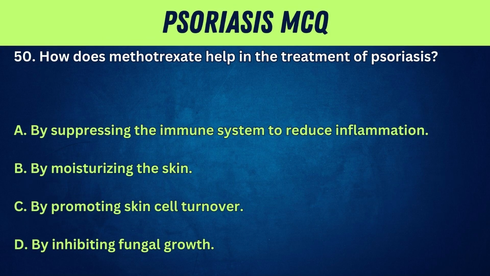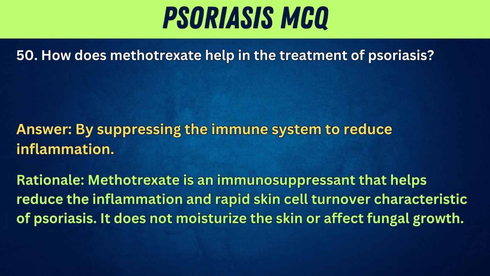50. How does methotrexate help in the treatment of psoriasis? A. By suppressing the immune system to reduce inflammation. B. By moisturizing the skin. C. By promoting skin cell turnover. D. By inhibiting fungal growth. Answer: by suppressing the immune system to reduce inflammation. Rationale: methotrexate is an immunosuppressant that helps reduce the inflammation and rapid skin cell turnover characteristic of psoriasis. It does not moisturize the skin or affect fungal growth.